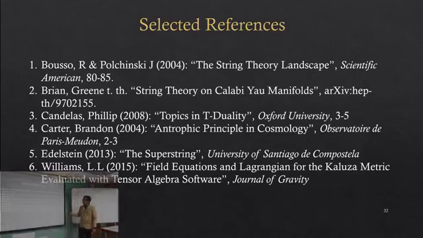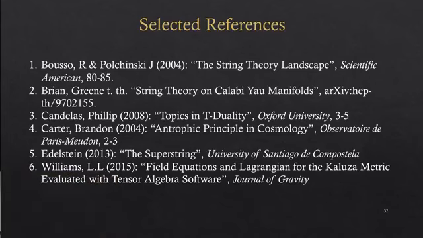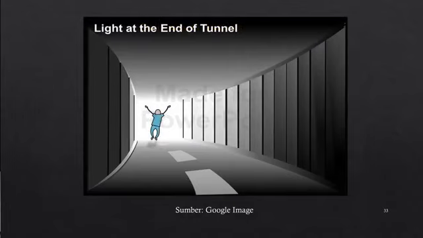Okay, so this just a selected reference. Ada lagi sebenarnya saya letak. Okay, so you can search the reference and the latest one I take from this one lah. Fit equation and Lagrangian for the Kaluza matrix evaluated with tensor algebra software. This one is more to the gravitational journal lah. Okay, it's quite difficult to understand. I just grab the concept. Okay, and this one is superstring from San Diego, entropic principle cosmology, topics in T-duality only. Okay, about the S-duality and string theory Calabi-Yau manifold and inilah string landscape.